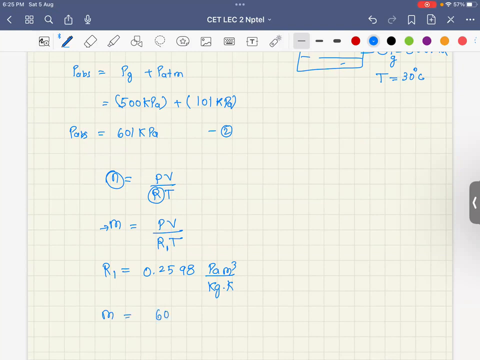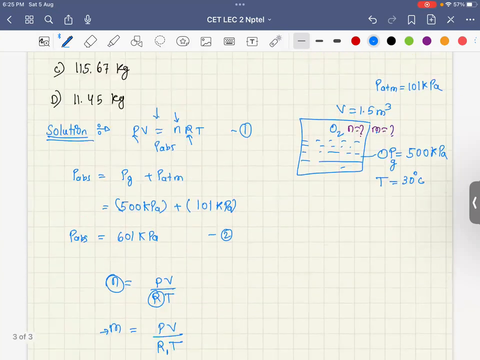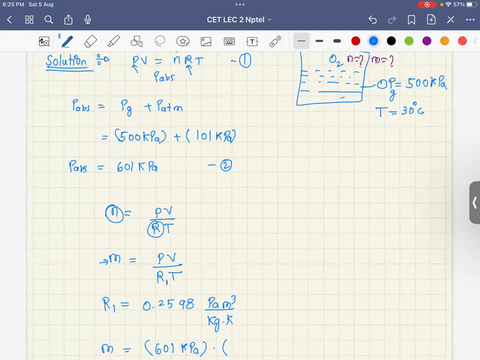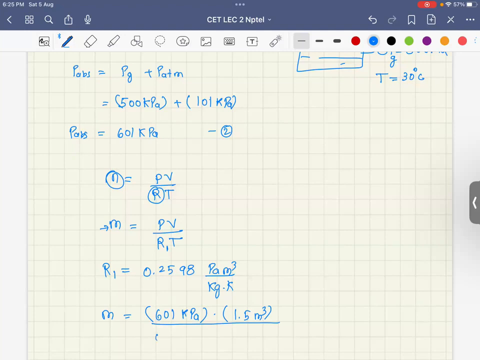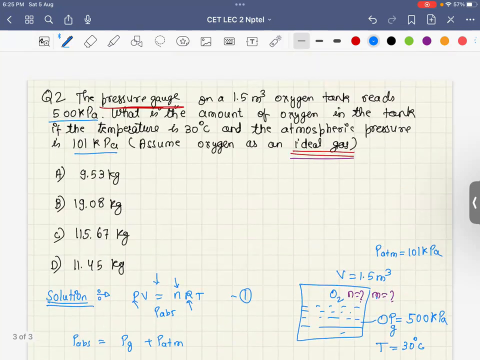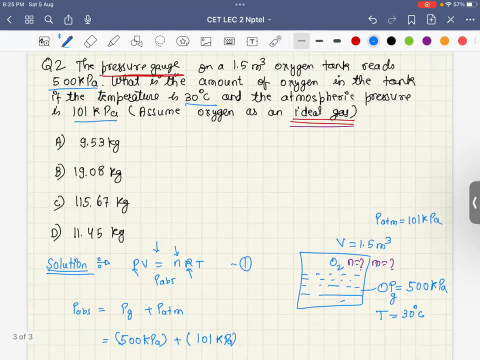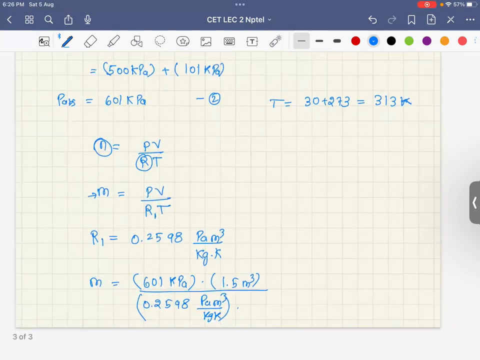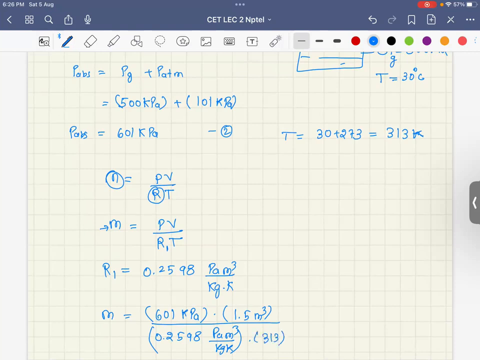So m is nothing but 601 kPa multiplied by the volume, 1.5 meter cube, divided by the R value, which is 0.2598 Pascal meter cube per kg Kelvin, multiplied by temperature. What is temperature? Temperature is given as 30 degrees centigrade. That means temperature is 30 plus 273, which corresponds to 313 Kelvin. Multiplied by 313 Kelvin.